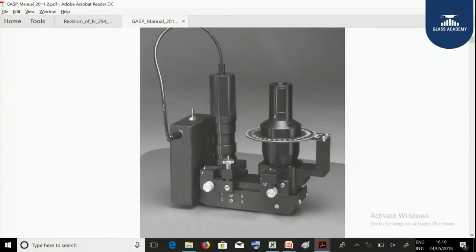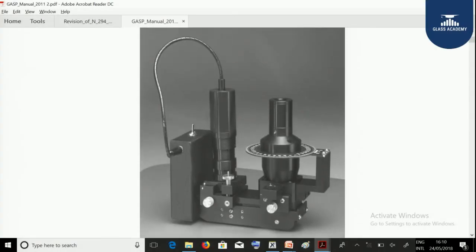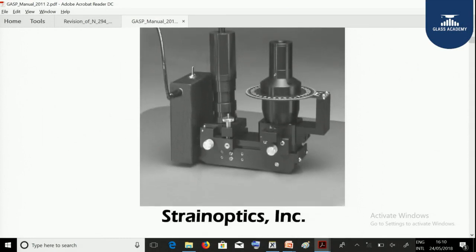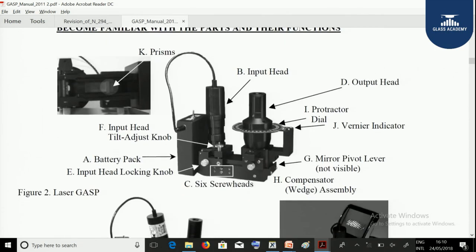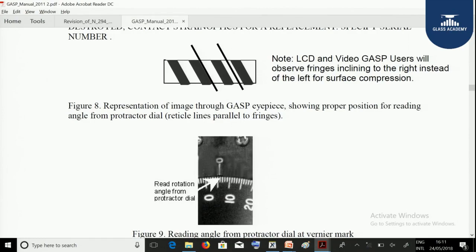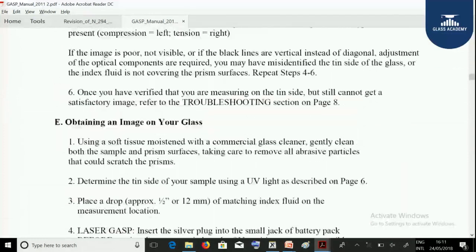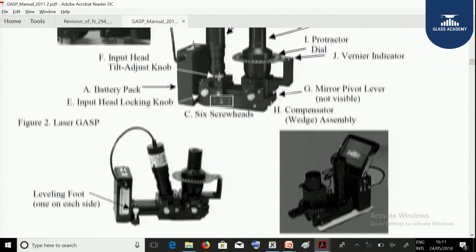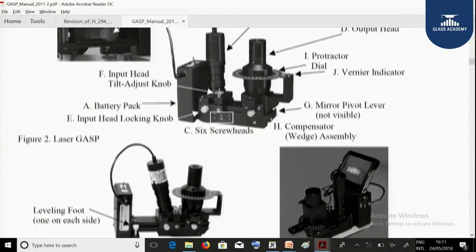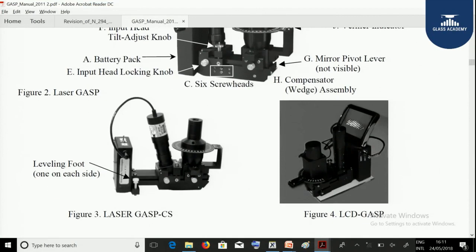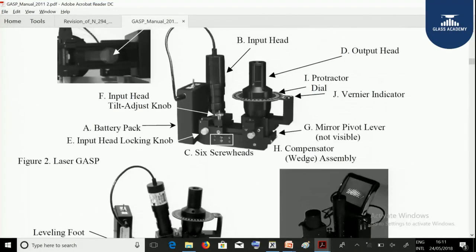You can see here the equipment that is used to measure the stress levels in the glass, known as the GASP, G-A-S-P, Glazing Angle Surface Polarimeter. Now we will understand how we are going to use this GASP. The GASP works with the concept of light refraction. The GASP will have different parts like the battery pack, the protectors, the leveling foot, and all these things. And now how we are going to use this equipment on the glass.